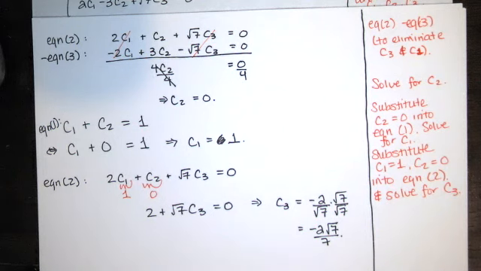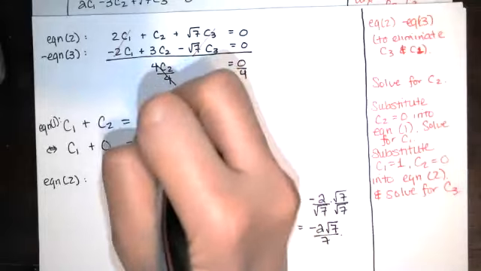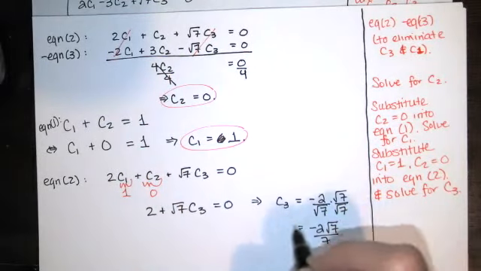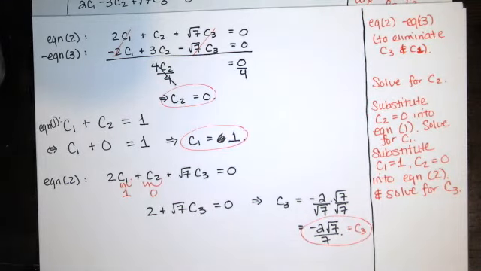Okay, so we had 3 equations and 3 unknowns. We used elimination and substitution to find C2 and C1 and then C3. Those are our values. Now that you have C1, C2, and C3, you want to substitute those into the general solution to find the particular solution.